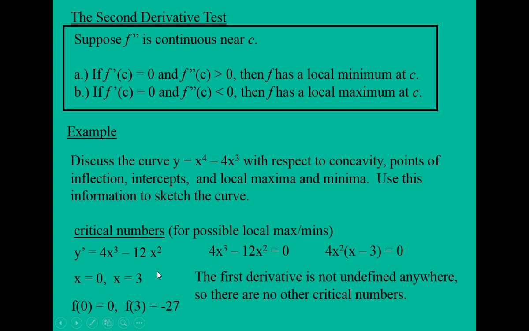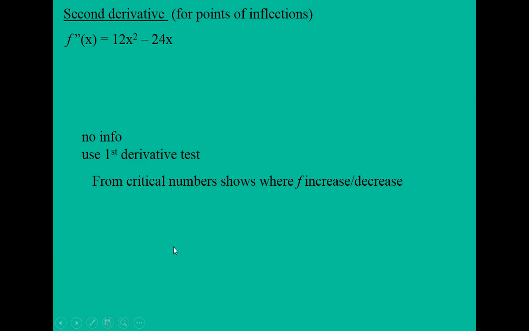There are the values of the function at our critical numbers. So that will aid us when we're trying to graph the function. It'll tell us where these values lie on the graph. Now, the first derivative is not undefined anywhere, so we don't get any other critical values or critical numbers. So we only have those two.